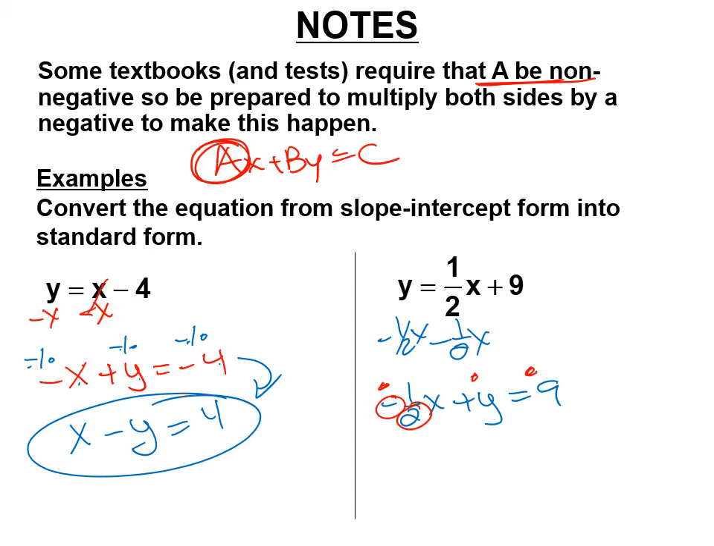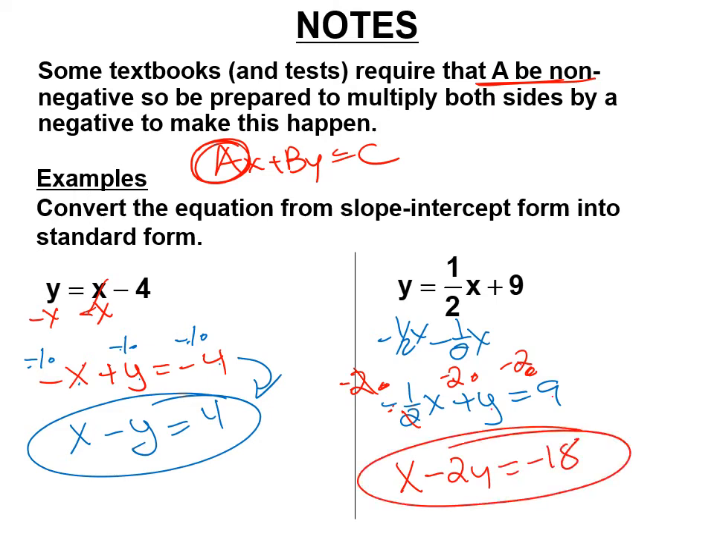Hopefully multiplying by negative 2 is coming to mind, because the negative part of that will turn that into a positive. The 2 will cancel that out and we will get x. If we multiply one thing by negative 2, both entire sides have to get multiplied by negative 2. And so this becomes x minus 2y, negative 2 times y, negative 2 times 9, negative 18. And everyone agrees that is in standard form.